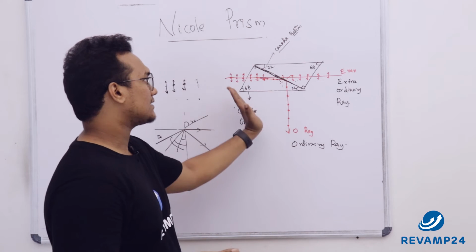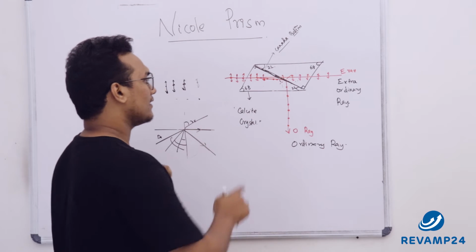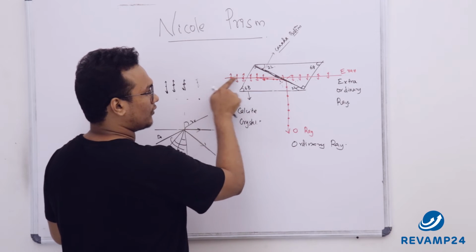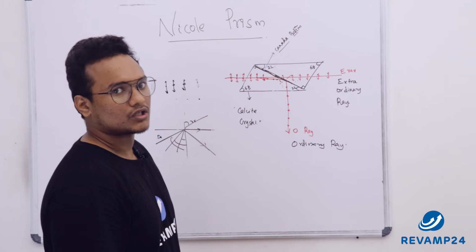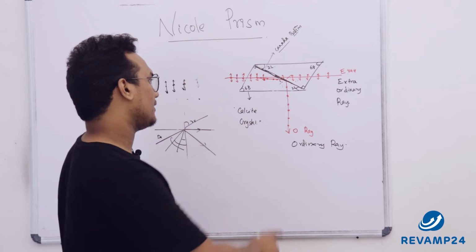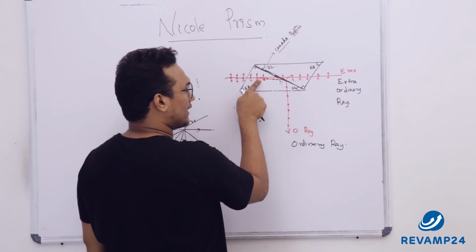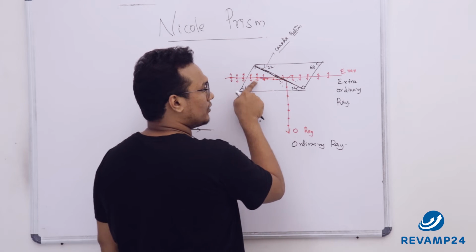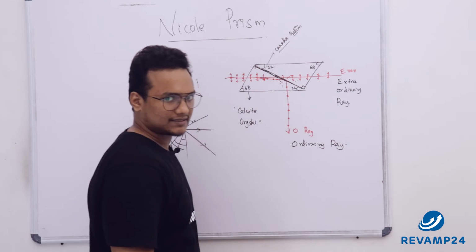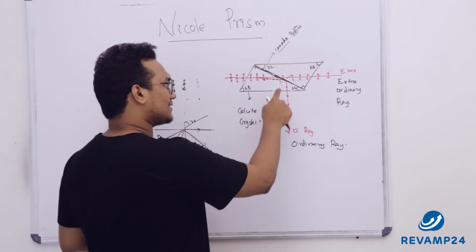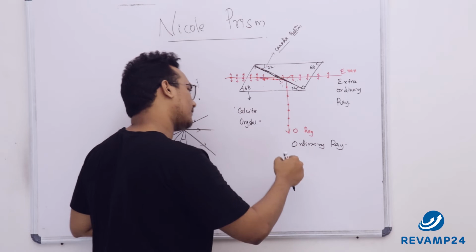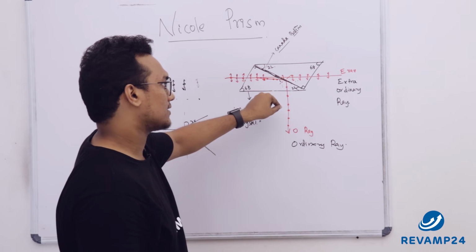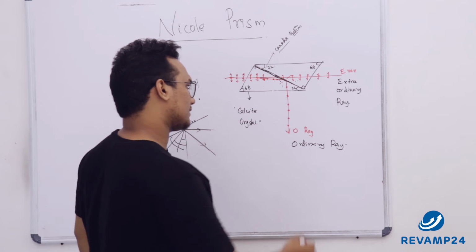Our crystal is cut in such a way that this ordinary ray can always be collected at this side on total internal reflection. So the extraordinary ray and ordinary ray got separated here, but the extraordinary ray has gone in this direction after refraction, while this one doesn't refract. At this interface, total internal reflection occurred, and it has been collected here.